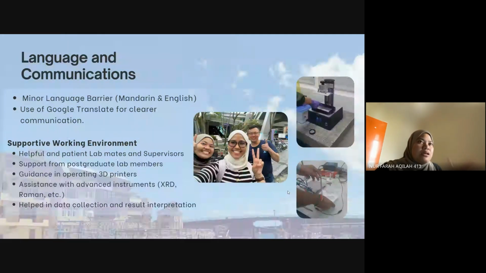Basically, a student like me and Asha, we cannot just go and use the machineries. However, they will spend like 2 to 3 hours to help us with all the data analysis. They even gave opinions on whether the result is okay or not, or maybe the result looks better.